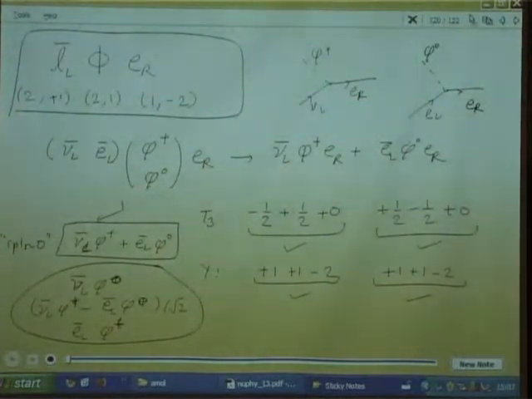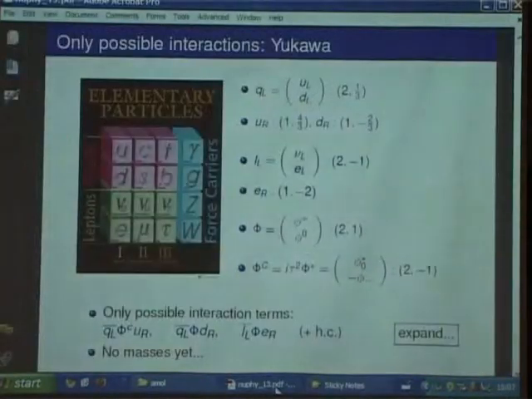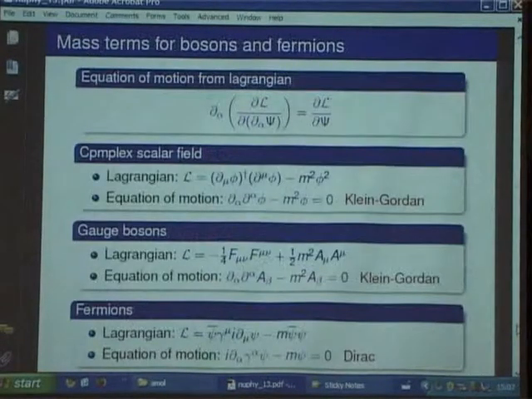So these terms right now are just vertices, okay, no masses. So what do we need for masses? When do we say something has a mass? For that, let's go back a bit and see what it means to have a mass.